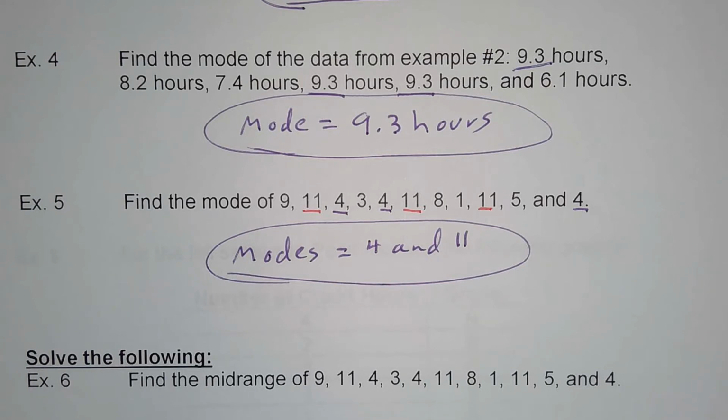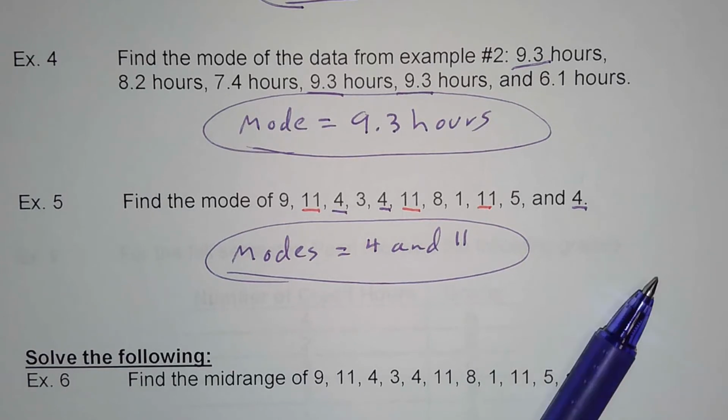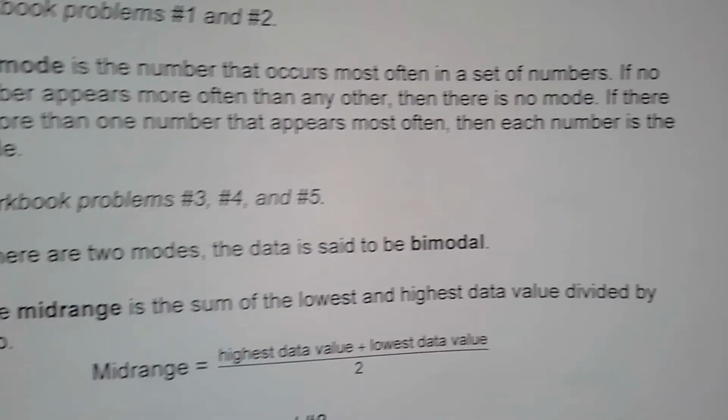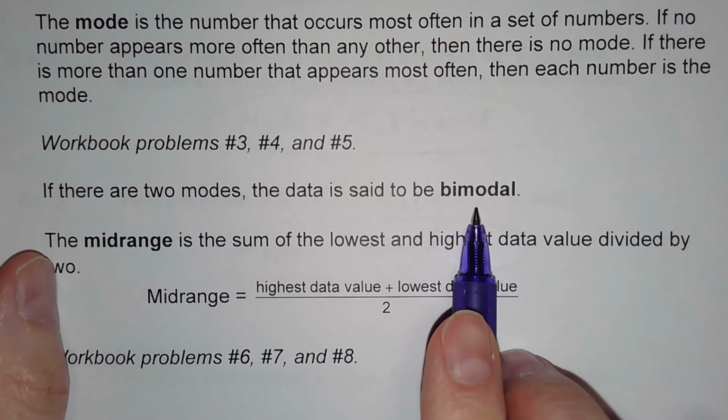In fact, when data like this has 2 modes, it's said to be bimodal. Bi for 2, like a bicycle with 2 wheels. Bimodal means 2 modes. So a classic example of that is when you're looking at a male and female of a species. More than likely, they're going to have 2 different lengths for, say, a type of bone in their body. And so in biology, you see bimodal data an awful lot. So let's go back to our handout. If there are 2 modes, the data is said to be bimodal.